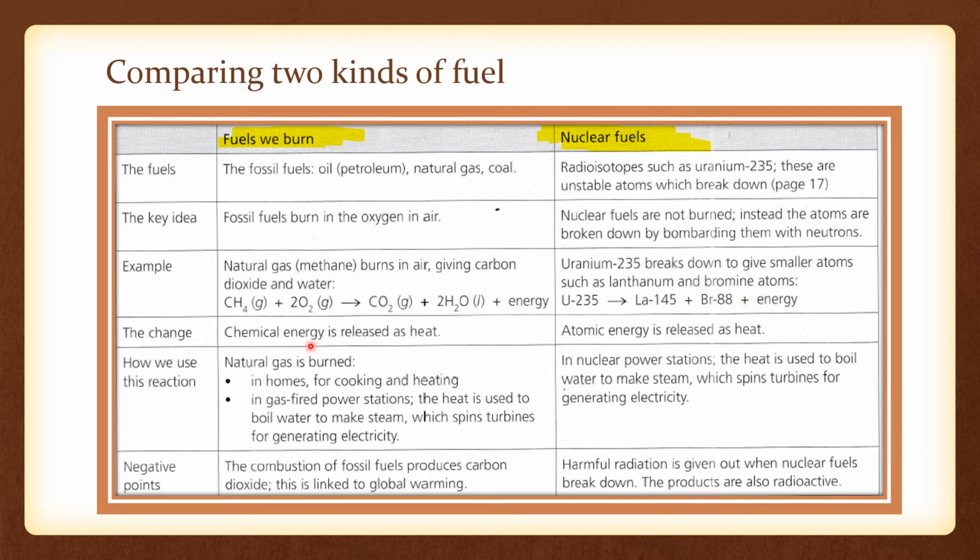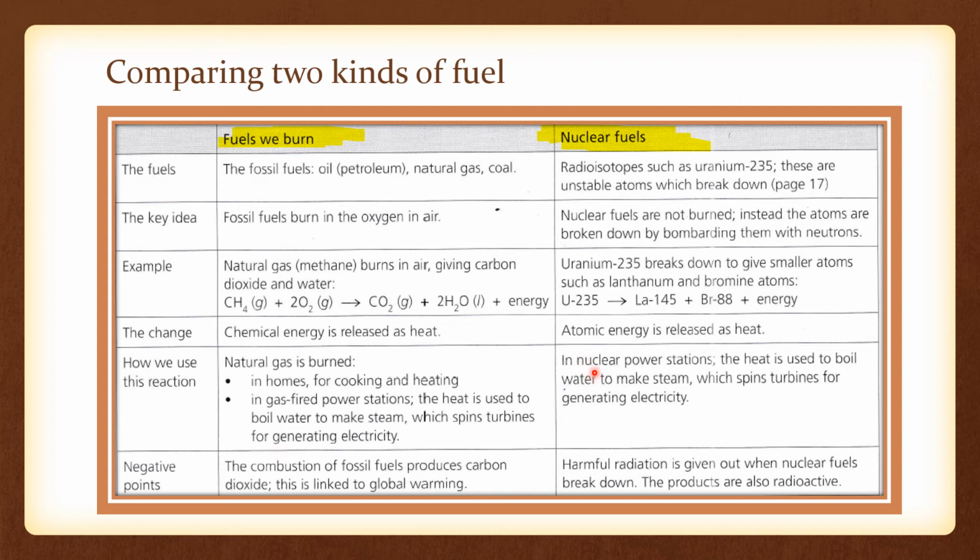So chemical energy is released as heat, and atomic energy is released as heat. When released as heat, both are exothermic reactions. Exothermic reaction means releasing of heat, while endothermic reaction means absorption of heat. So how do we use these reactions? Natural gas is burned in homes for cooking and heating. In a gas-fired power station, the heat is used to boil water to make steam, which spins turbines for generating electricity.